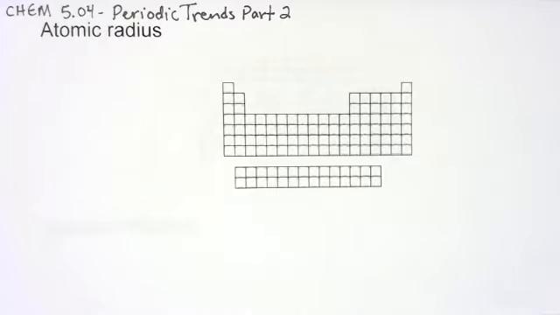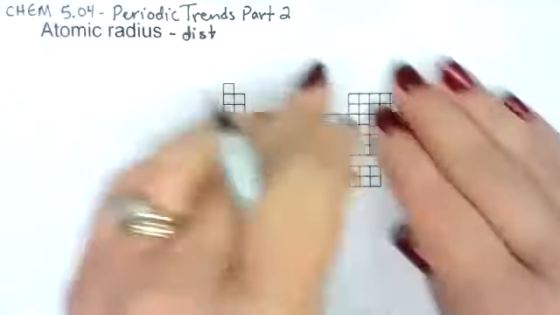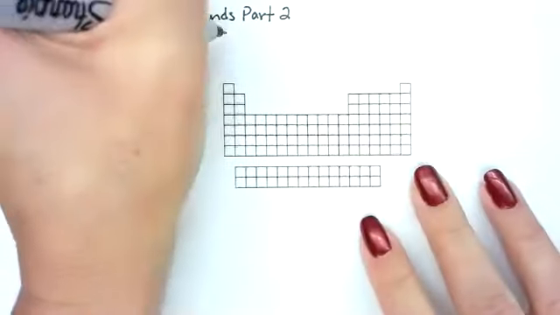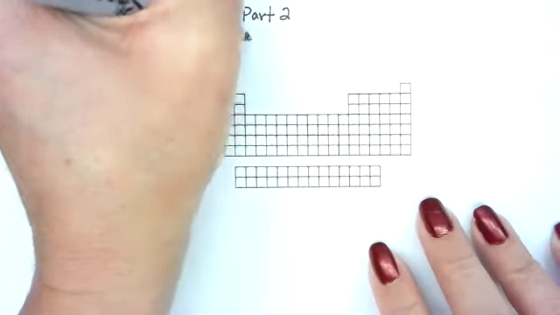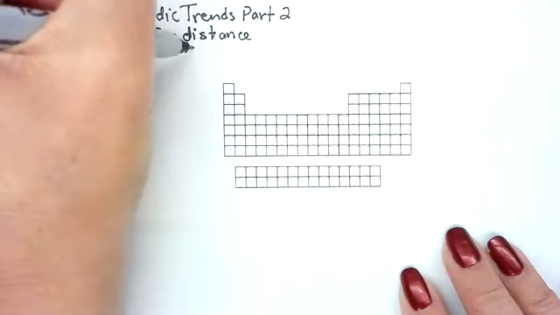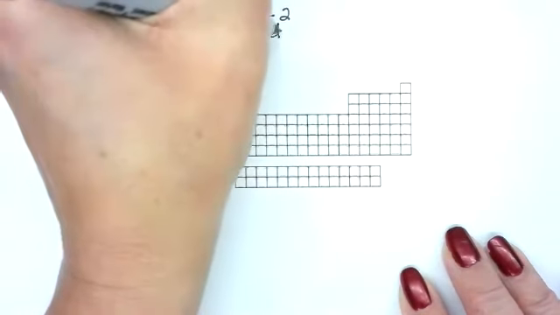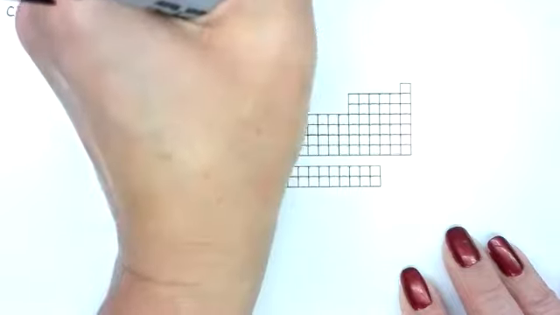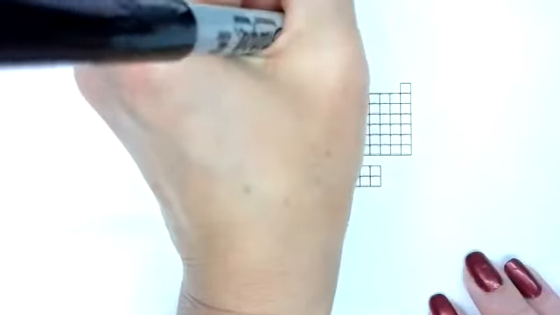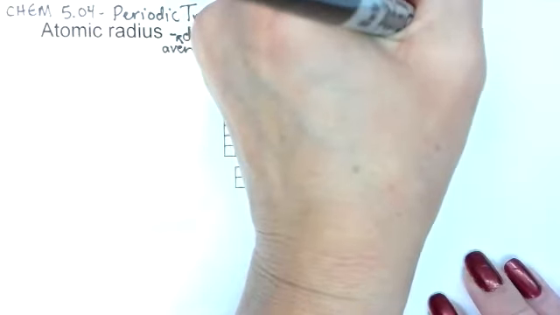So what we're going to talk about here is atomic radius. Atomic radius is defined as the average distance between two nuclei of the same atoms.